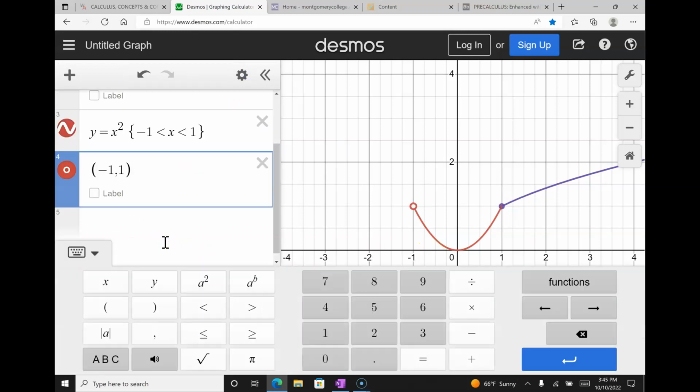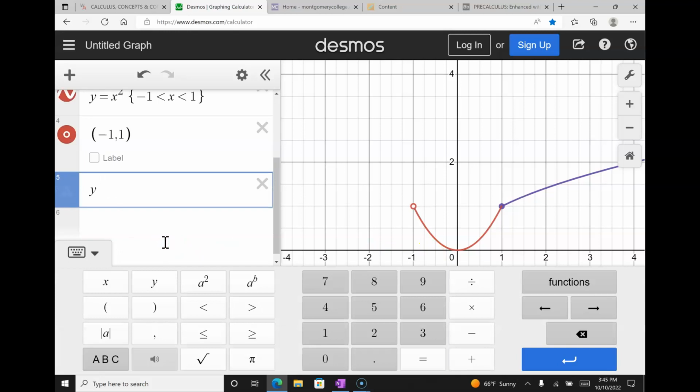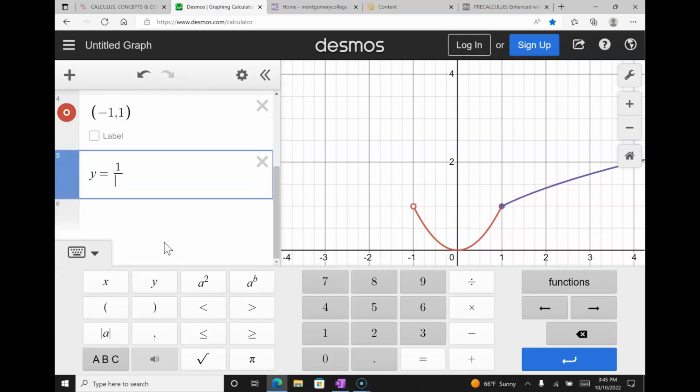And then my last function was what? y equals 1 over x, for the domain of x less than or equal to -1.